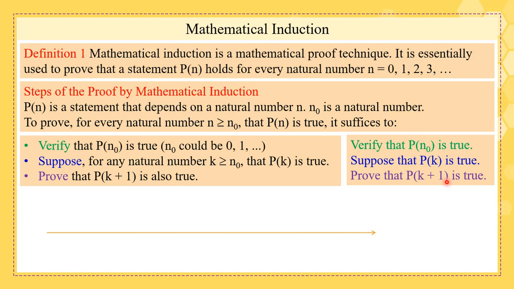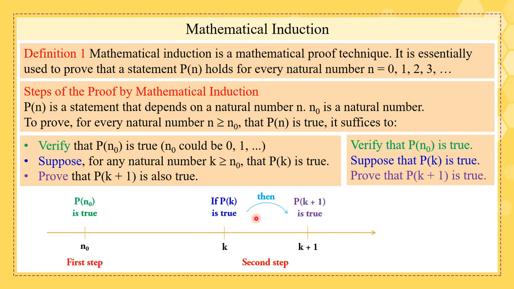Let's see this number line. In fact, we have two steps for mathematical induction. The first step, as you see here, it's n0. It could be 0, 1, 2, any initial point. We prove that P of n0 is true. In the second step, we have k and k plus 1. We suppose that P of k is true. Then we prove that P of k plus 1 is also true. And here we get the conclusion. Now, what am I talking about? Let's take an example.